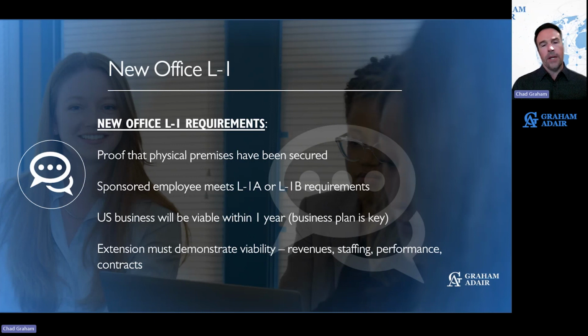One of the things that the government really likes to see is that what you're doing in the United States is going to create more jobs. So if we can show that in a business plan, and then at the extension phase, show that you've actually hired individuals, that the company is making money, revenues are coming in, and that there's plans for the future, then we can get an extension and you can stay here on more of a long-term basis. So that's a new office L1.